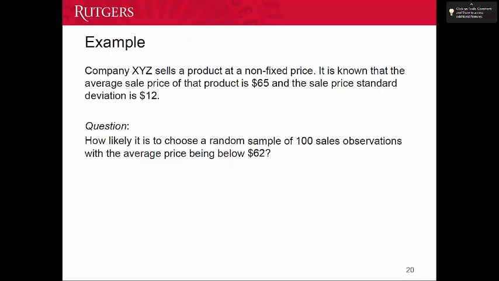Now we have another example. Company XYZ sells a product at a non-fixed price. It's known that the average sale price of that product is $65, and the sale price standard deviation is $12. The question is how likely it is to choose a random sample of 100 sales observations with the average price being below $62.